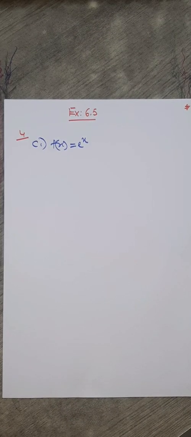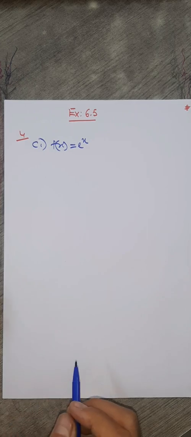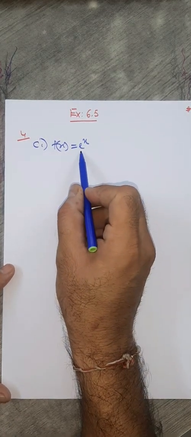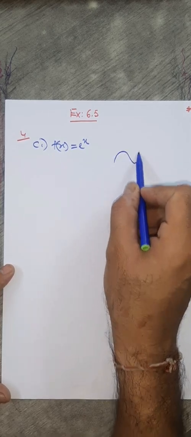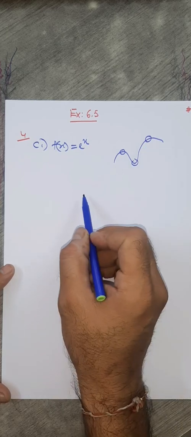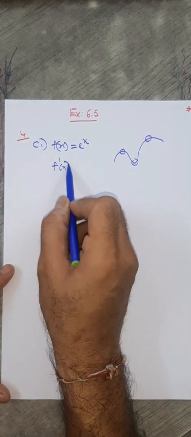Exercise 6.5, we continue with the fourth question here. Prove that the following functions do not have maxima or minima. That means there should not be any turn in the graph of this function. This is a turning point, this is a turning point, this is a turning point, and so on, which is not there obviously, but we'll prove it with the help of the derivative.